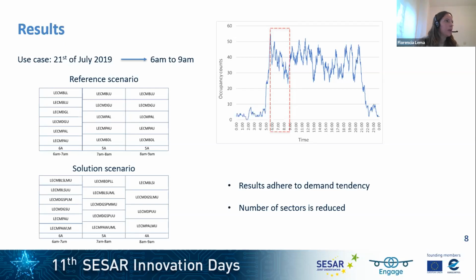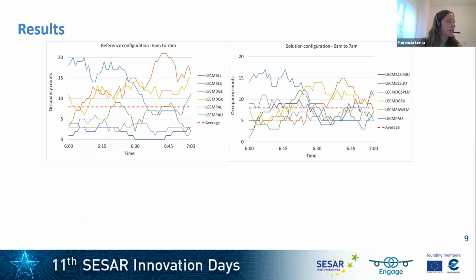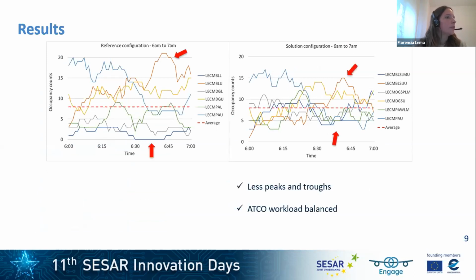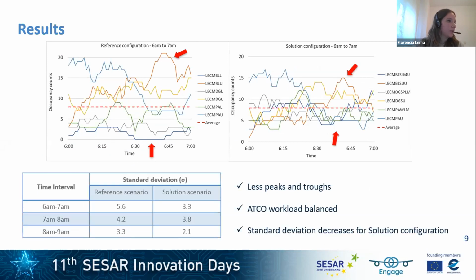Then we have here a distribution of occupancy counts for both reference and solution configurations, in this case from 6 a.m. to 7 a.m. We see how for the solution configuration, we have fewer peaks and troughs, and also that controller workload was balanced. This balance was also represented by the computation of the standard deviation. We observe how the dispersion for the reference scenario is always greater than for the solution scenario.